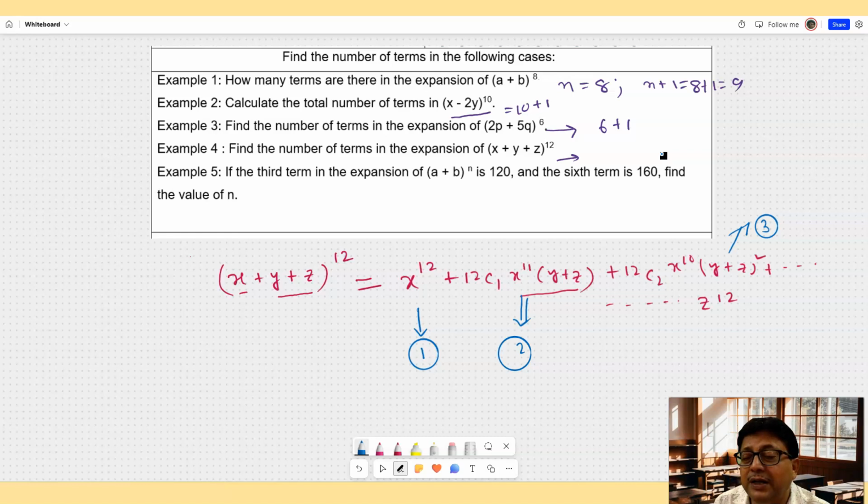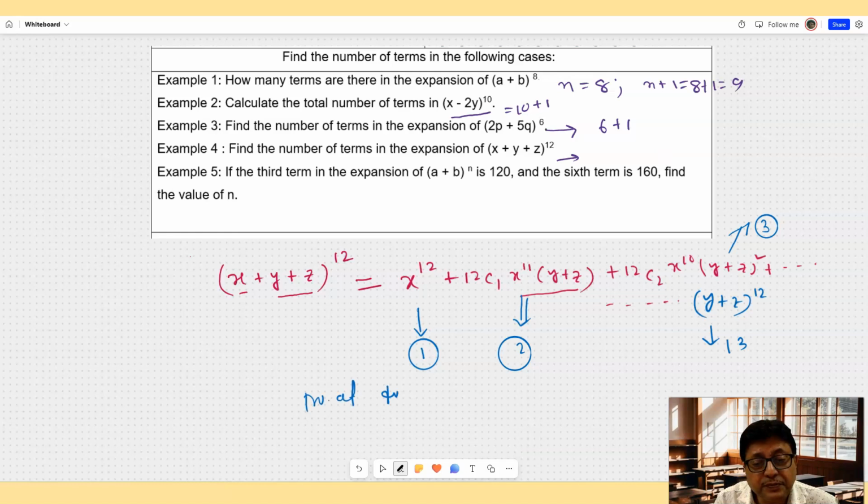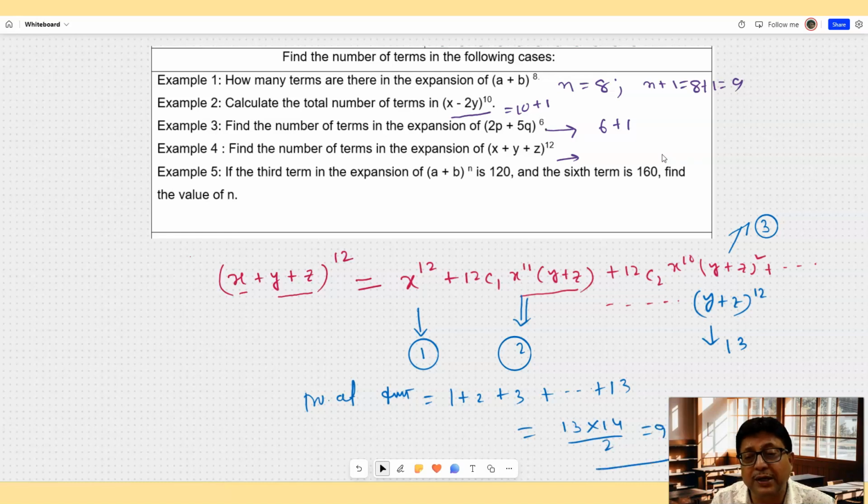In this manner it continues. And the last term will not be z to the power 12. It will be y plus z to the power 12. Make this term here. So how many terms are there? 1, 2, 3, and the last one is 13. All these terms, if you add, total number of terms is going to be 1 plus 2 plus 3 up to 13. So there will be 13 into 14 divided by 2, that is 91. So number of terms is 91.